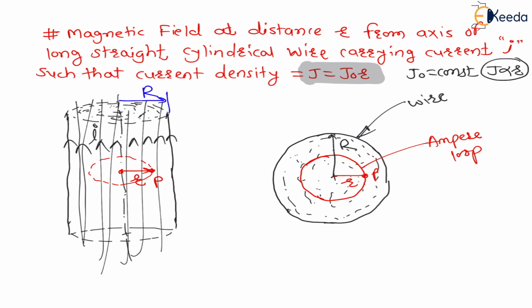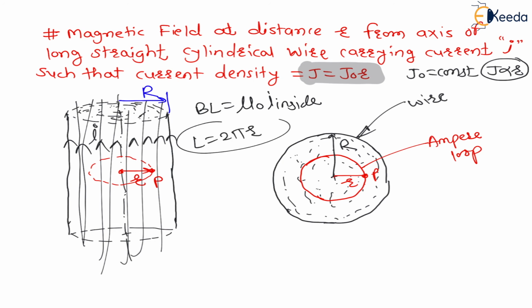So my dear students, what will be the case? The Amperes circuital law says that B L is equal to mu naught I inside, where L is the length of loop. Don't worry about the length of loop. L is 2 pi r, small r. Only the target is that this I inside we have to calculate. We have to calculate the I inside this loop.